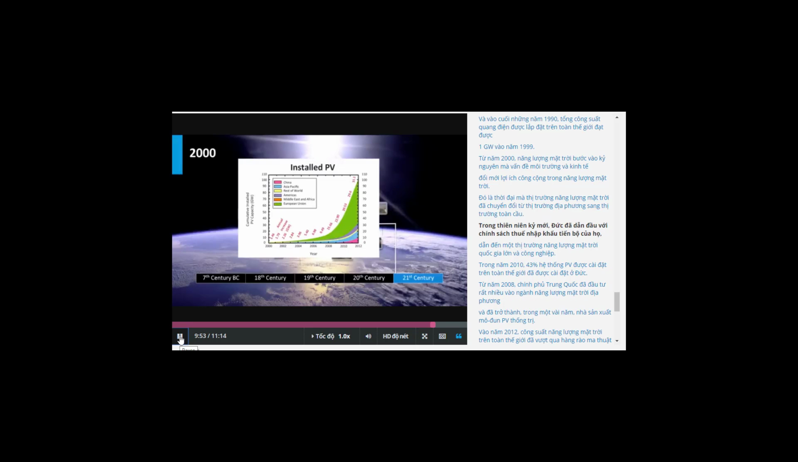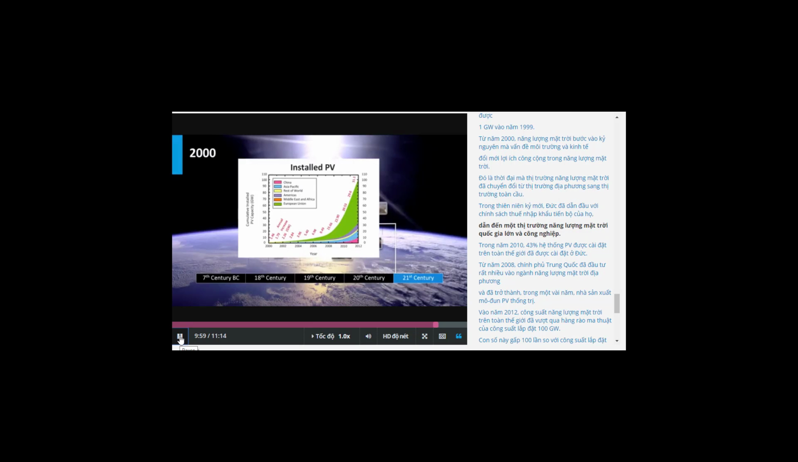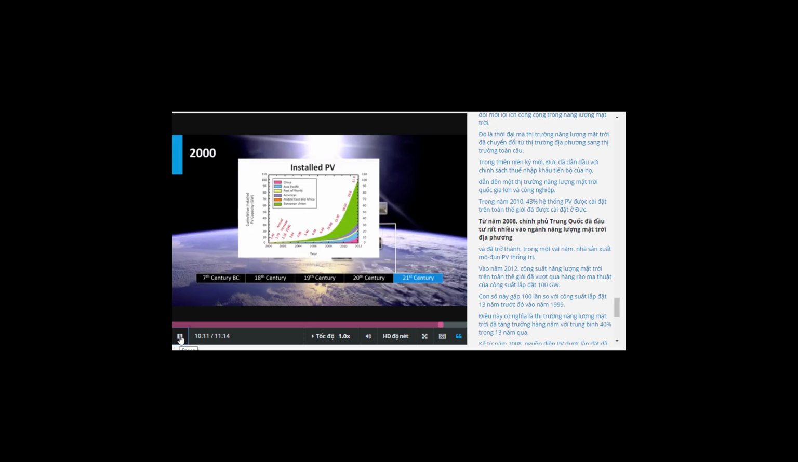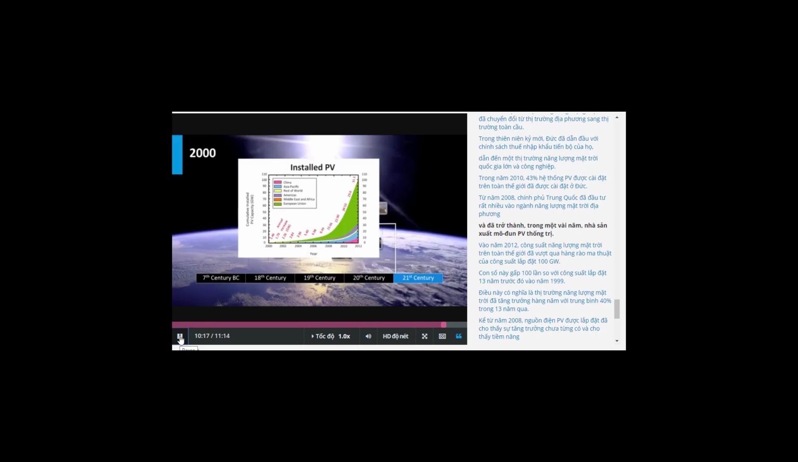In the new millennium, Germany took the lead with a progressive feed-in tariff policy, leading to a large national solar market and industry. In 2010, 43% of the worldwide installed PV systems were installed in Germany. From 2008, the Chinese government has heavily invested in the local solar industry and has become in a few years the dominant PV module manufacturer.